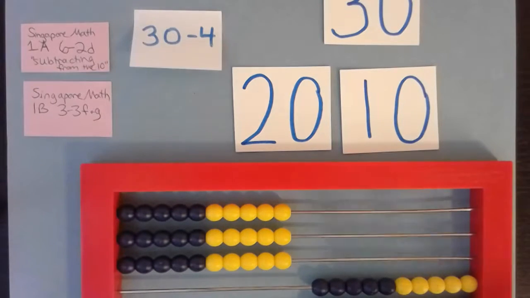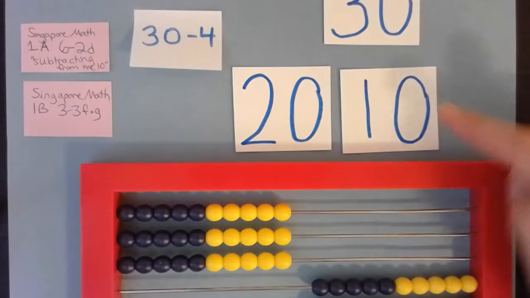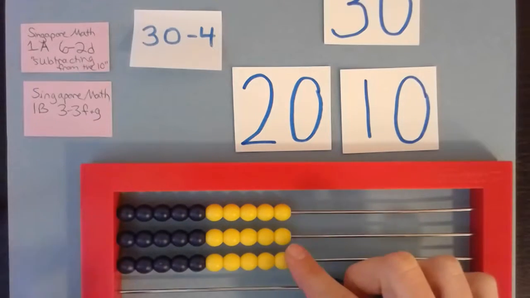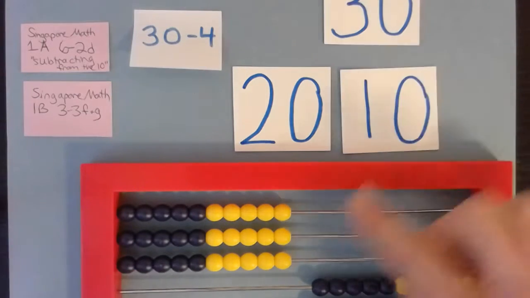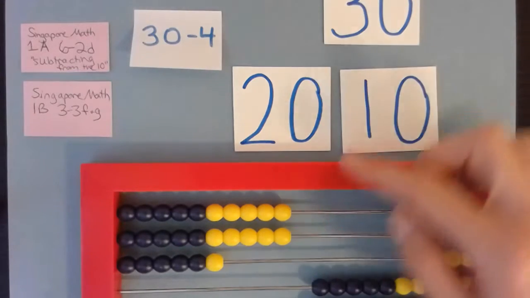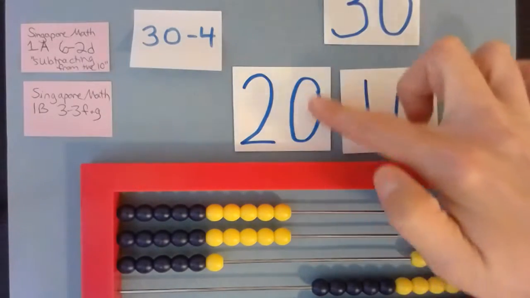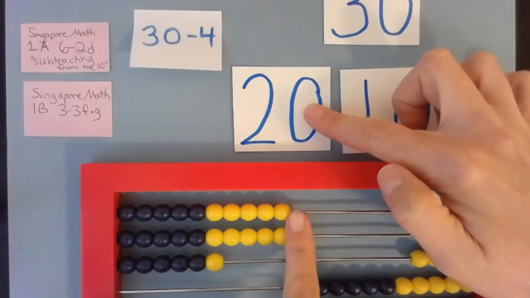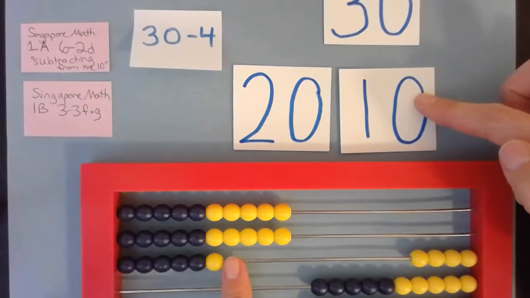So now I know that 10 minus 4 is 6. Here's my 10. See, here's my 20 and my 10. And I know that 10 minus 4 is 6. So knowing that, I know that my final answer of 30 minus 4 is going to be 20, which is here, and 6, because 10 minus the 4 was 6.